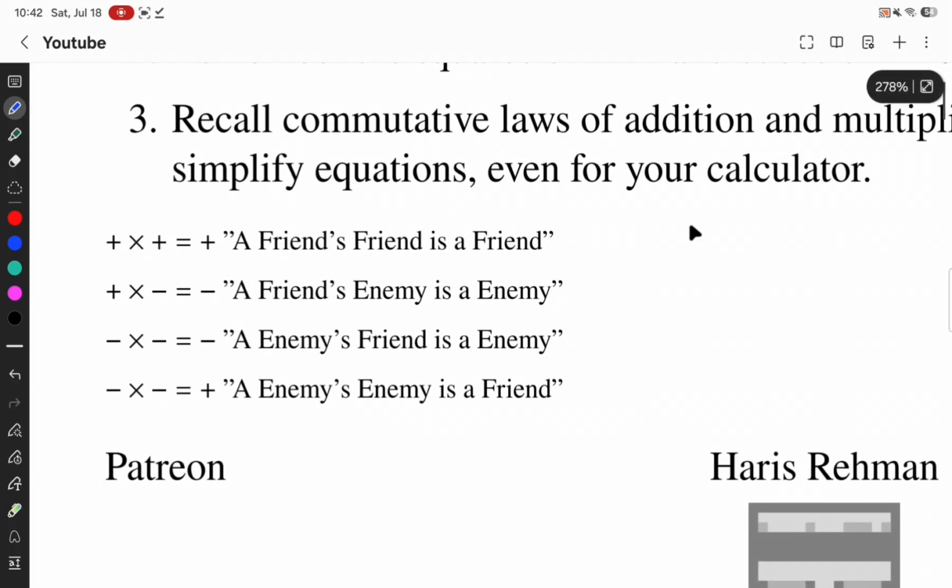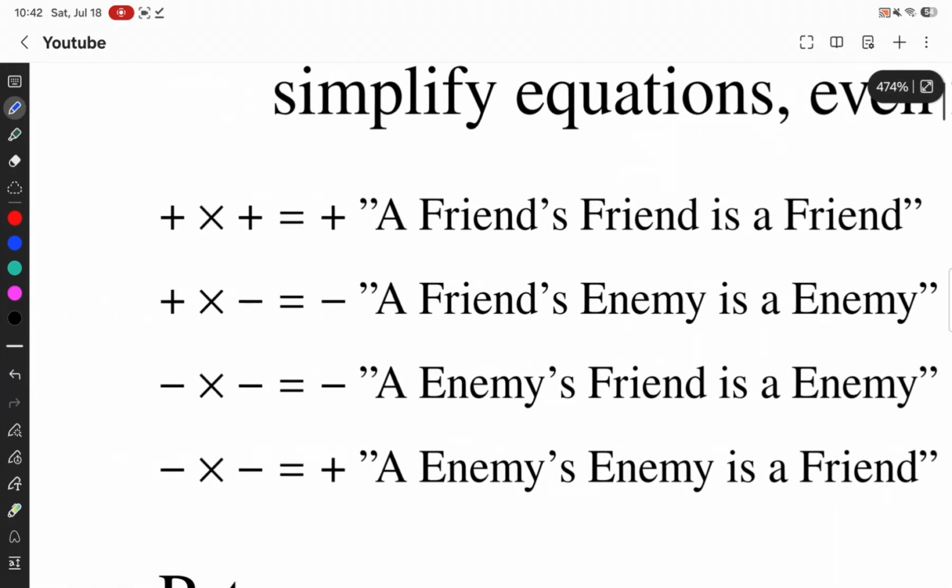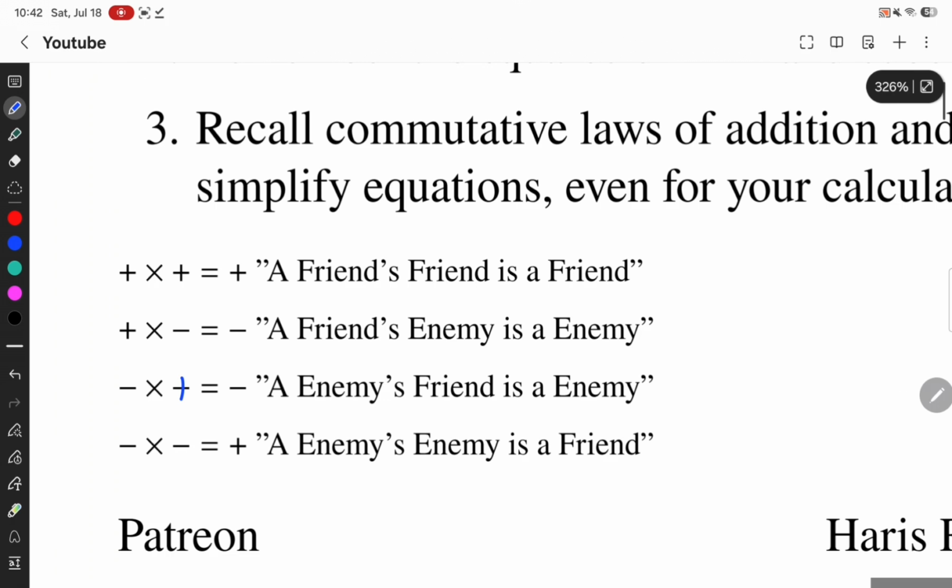You know how plus times plus is equal to plus, plus times minus is equal to minus, minus times plus is equal to a minus, and minus times minus is equal to a plus. You guys need to know this. Pause the video if you want to revise this.